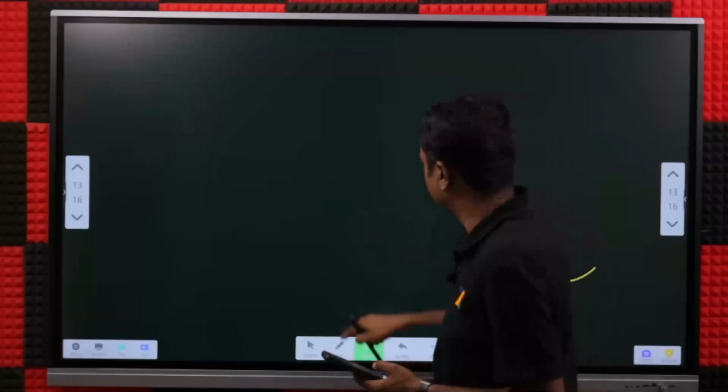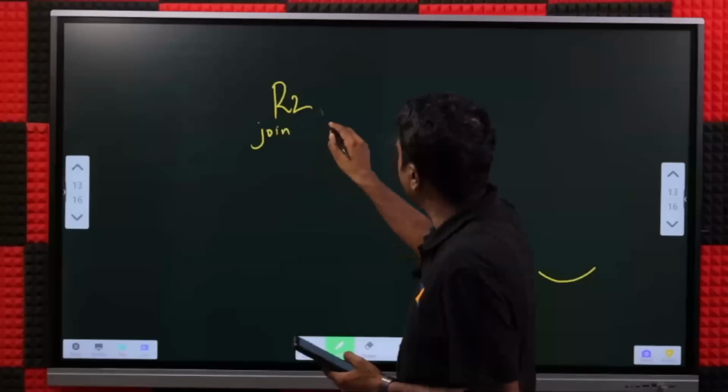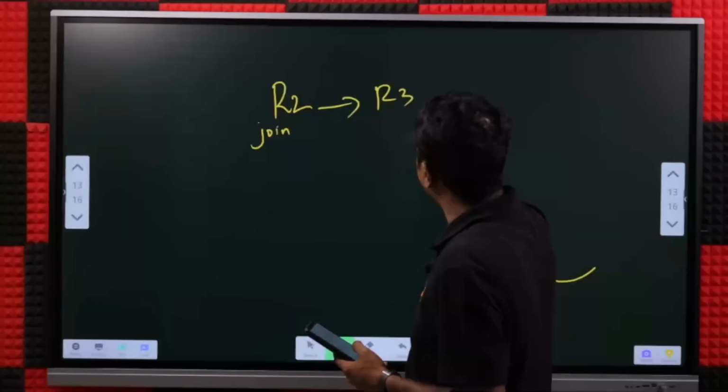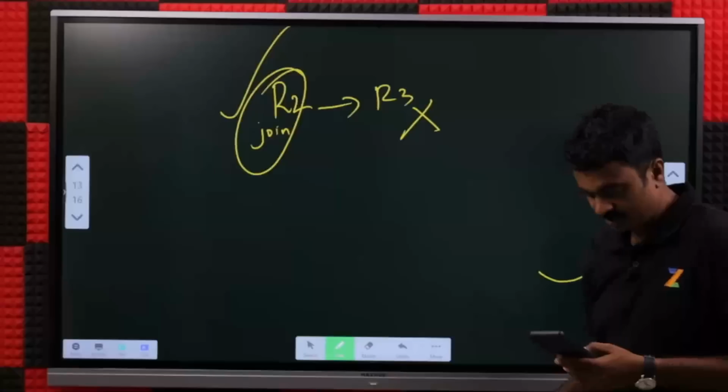Okay, so this is a query. R2, I join a seat. I opt for upgradation to R3. I don't get upgraded. This seat is for sure with you. Don't need to worry about it.